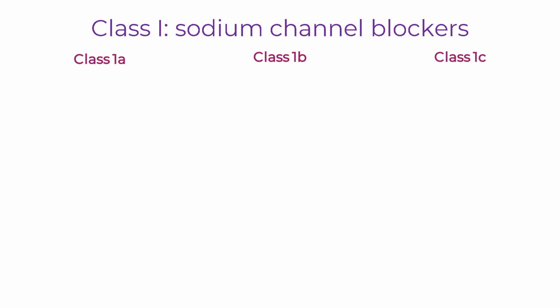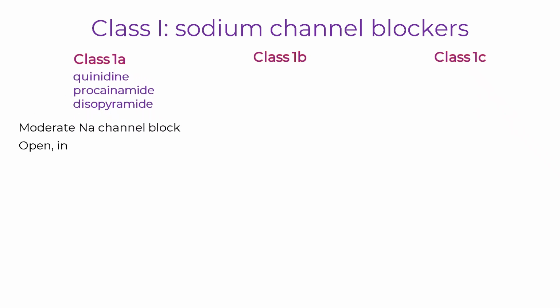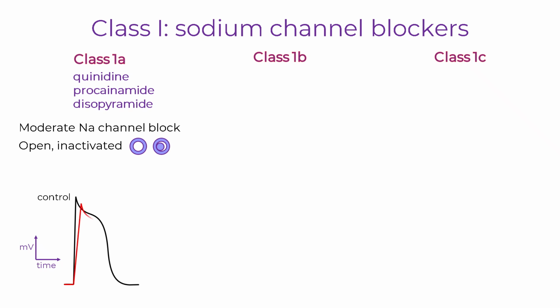Class 1A drugs, such as quinidine, produce a moderate degree of sodium channel block by binding to channels in the open or inactivated states. As a result, they slow the action potential upstroke and conduction. In addition, they prolong the action potential because they are relatively non-selective and also block potassium channels that contribute to phase 3 repolarisation.